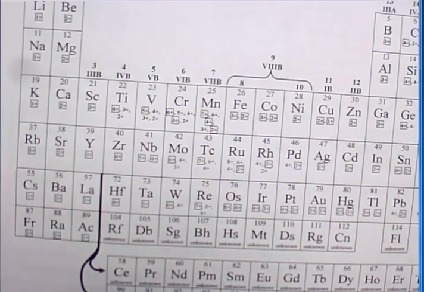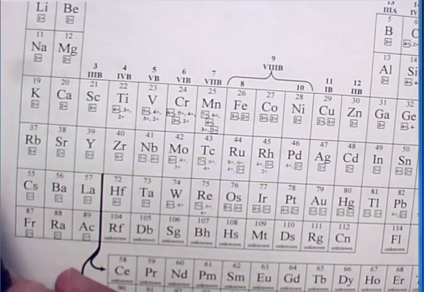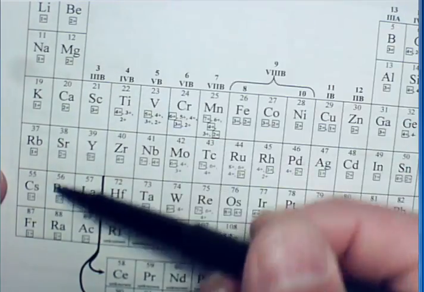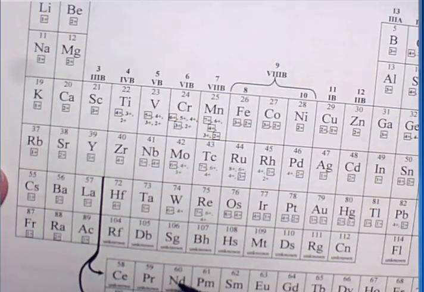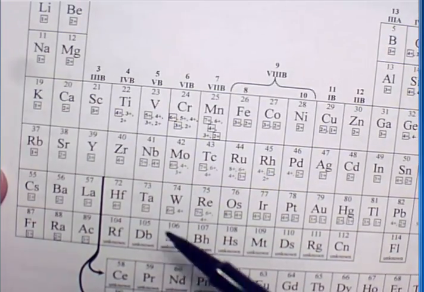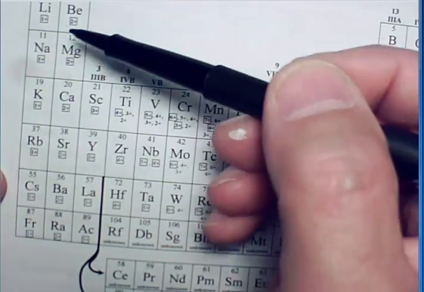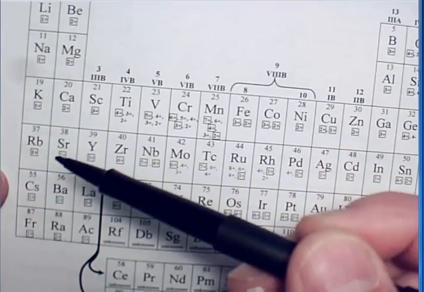How about over here? What do you see? See any patterns in these columns? 1 positive, except for hydrogen, which kind of goes back and forth between being non-metal and metal. 1 positive, 2 positive, 3 positive, and then they start to get kind of funky in here. But you need to know the elements in column 1 tend to be a 1 positive charge. Elements in column 2 tend to be a 2 positive charge.